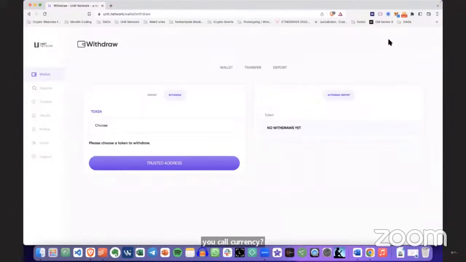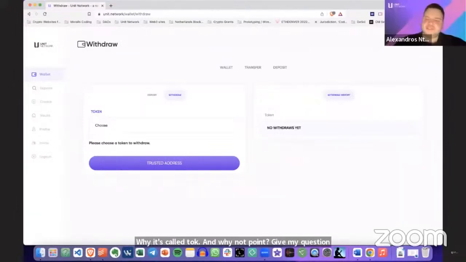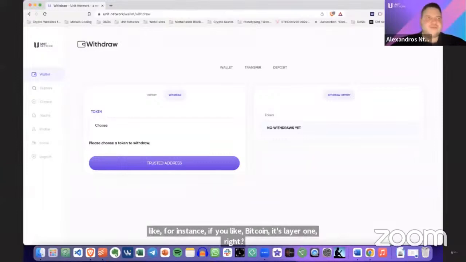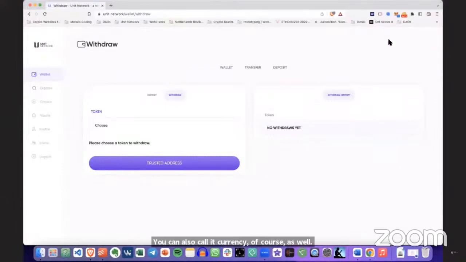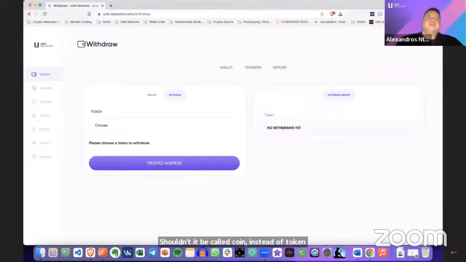That's a good question, but you can also call it currency because Unity Network is a layer one blockchain, just like, for instance, Ethereum, like Bitcoin, it's layer one, right? So you can also call it currency. So perhaps it was also my misapprehension of calling it token. You can also call it currency, of course, as well. Does that answer the question? No, it should be called coin, is my question. Shouldn't it be called coin instead of token? I mean, that's a good question.